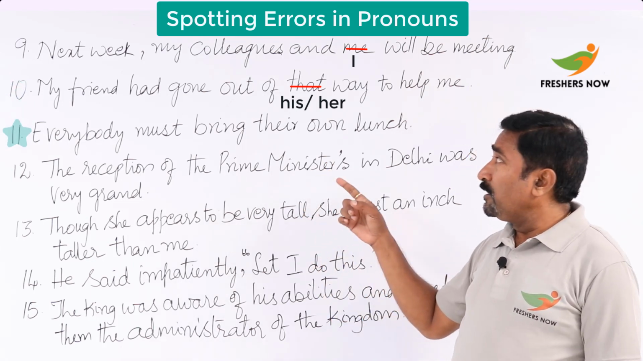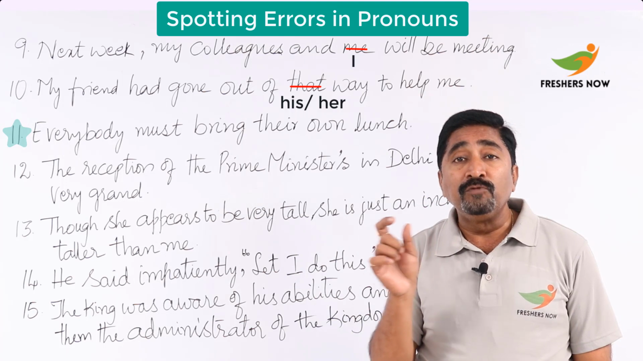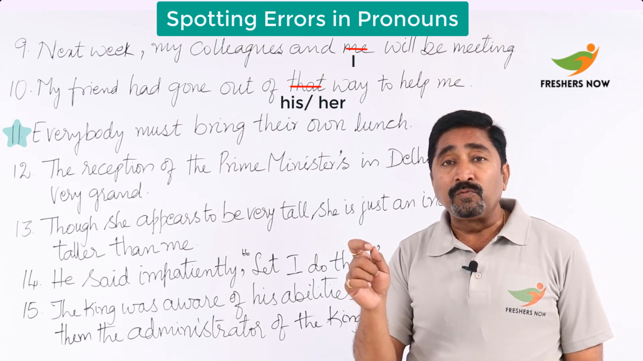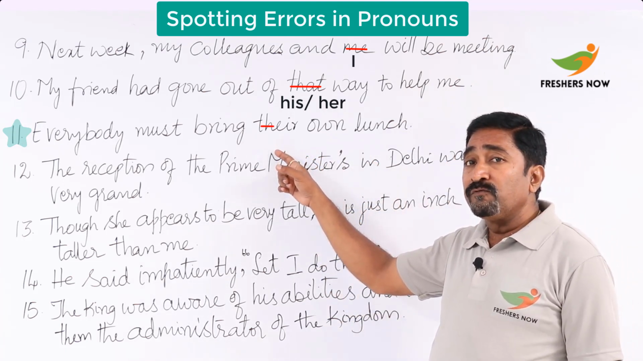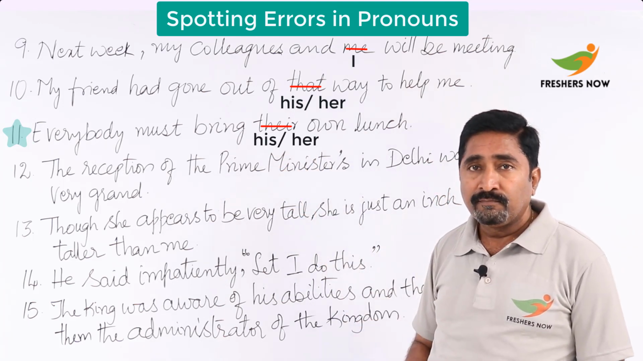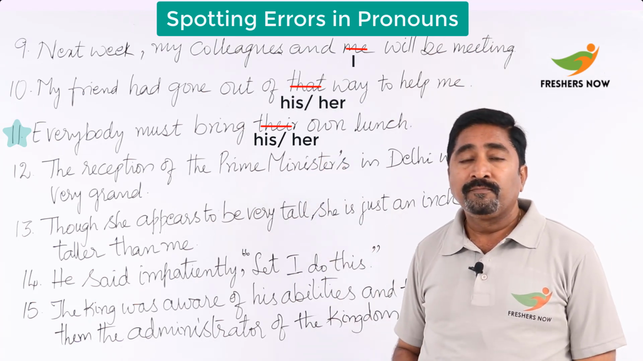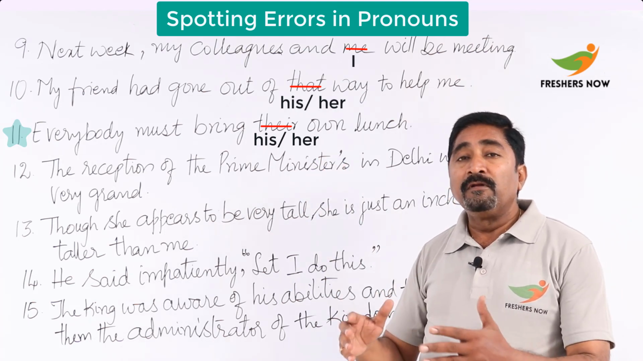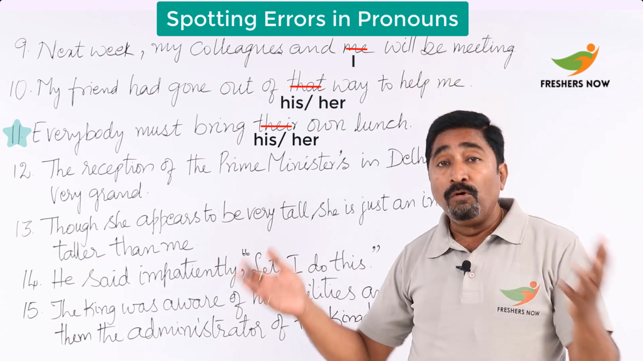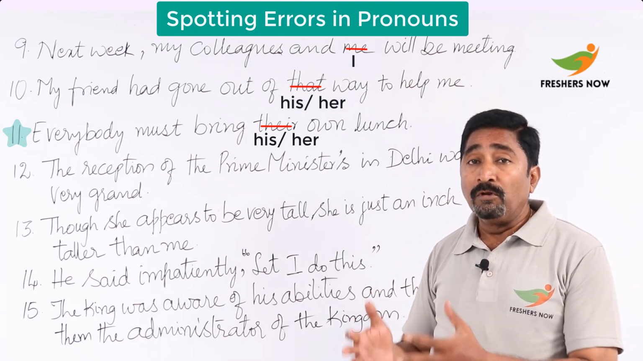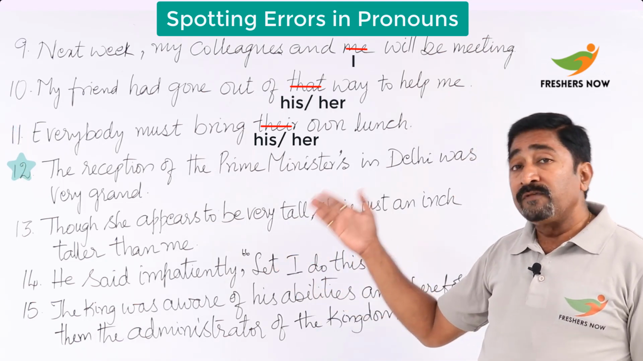Everybody must bring their own lunch. Here everybody is a subject, that is every individual. When it is every individual, what do we need to use then? So here the pronoun to be used is either his or her. So everybody must bring his own lunch or her own lunch. It is a very commonly made mistake when we look at the subject everybody. It is considered all of them together, as a whole, but it is to be taken independently when followed further.